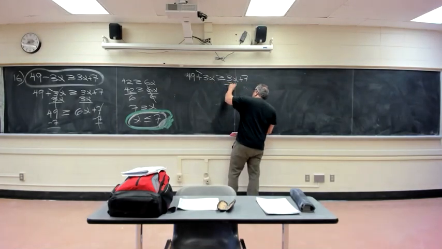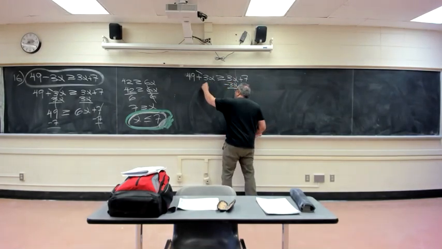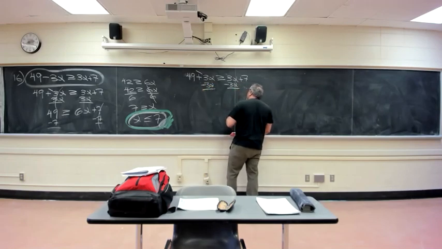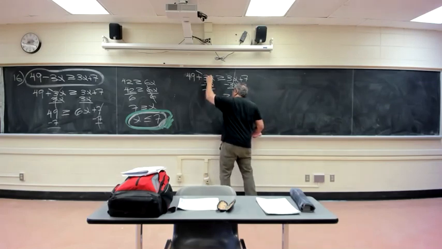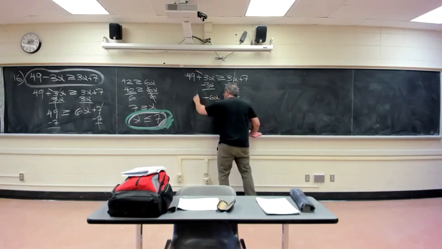I'm going to add a negative 3x on each side. Maybe it makes it easier when you're adding; adding stuff is always easier, I think. 3x and negative 3x is nothing. Here's 7 for you. Negative 3x and negative 3x is negative 6x. And this is 49.